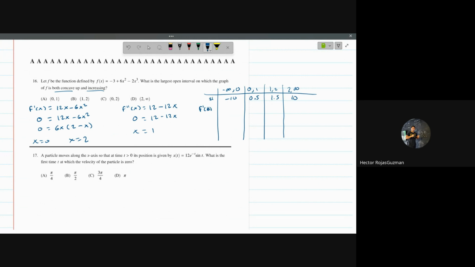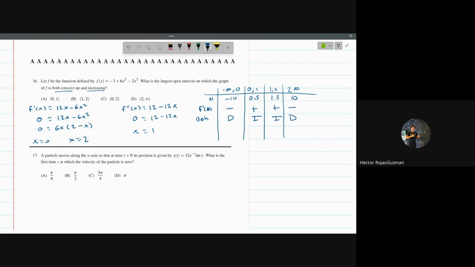You want to plug it into your derivative to see if it's going to be positive or negative. And I'm actually going to plug it in here because it's pretty easy for me to see what it's going to become. If I plug in negative 10, I'm going to get negative and positive, which means that's negative. If I plug in 0.5, positive, positive, so it's positive. 1.5, positive, positive, positive. I plug in 10, positive, negative, negative. So what's the behavior? Decreasing, increasing, increasing, decreasing.